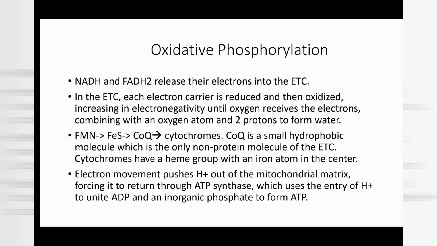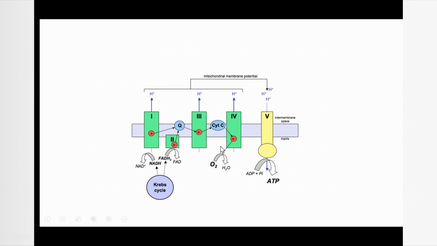Now, you may be asking, how does this generate energy? Well, what happens is electron movement is going to push H+ out of the mitochondrial matrix, and then the H+ is going to have no other way to re-enter the matrix, by diffusion across its gradient, other than through this protein called ATP synthase. And ATP synthase uses these hydrogen ions to unite ADP and an inorganic phosphate to form ATP. Now here's a quick diagram.